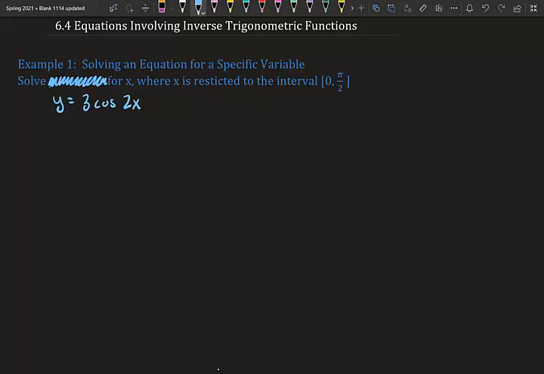6.4 Equations involving inverse trigonometric functions. So, solving an equation for a specific variable. We're going to solve y equals 3 cosine 2x for x, where x is restricted to the interval 0 to pi over 2. So what are we trying to do? What's the goal here?